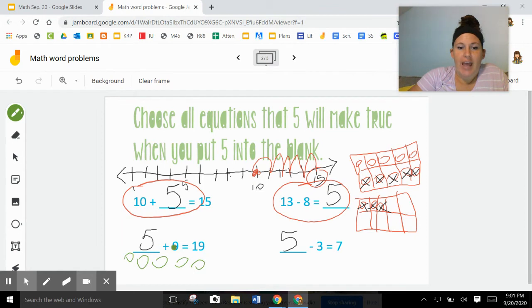Then it tells me to add 9. Let's grab a different color. Let's grab yellow. 1, 2, 3, 4, 5, 6, 7, 8, 9. So I've got my group of 5 plus my group of 9. I need to count them and find out what we have all together.